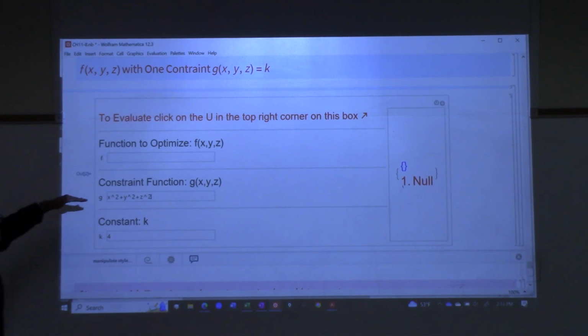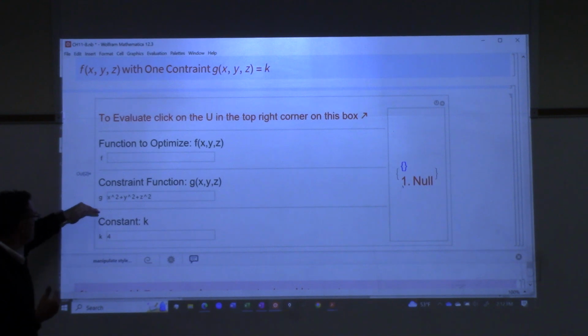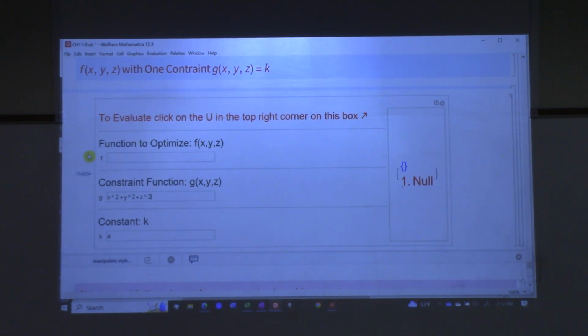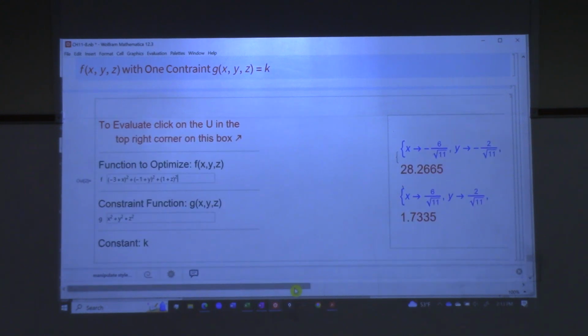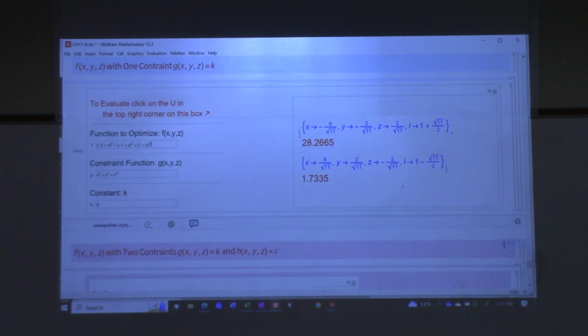So you know what I'm doing here? I'm putting the left side of the constraint equation here with the variables, and then the constant goes into this box. That's just the way I had to do it to make it work. I've got to retype this. X minus 3 squared plus y is 1 squared plus 1 squared. There we go. Then you have to go up to this top right corner and hit update, and it will run the algorithm. And then over here you get your answers right there.